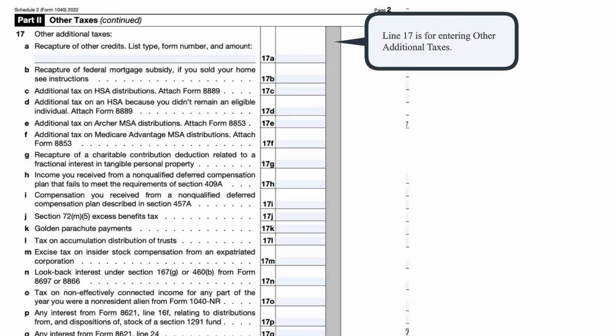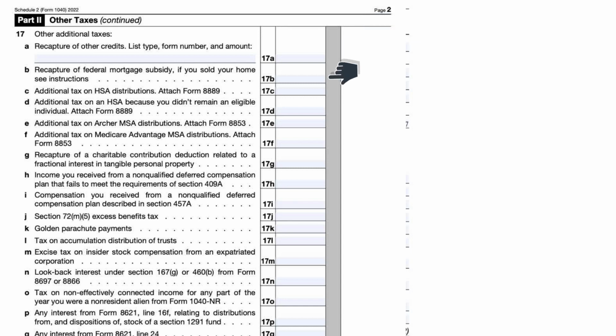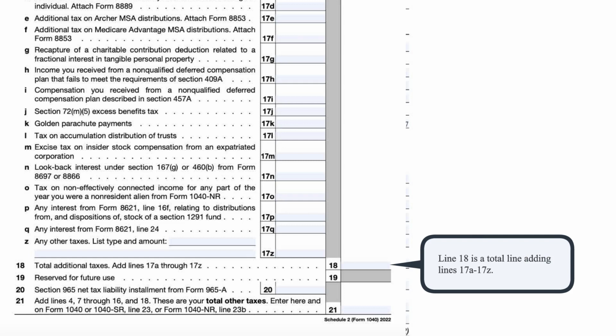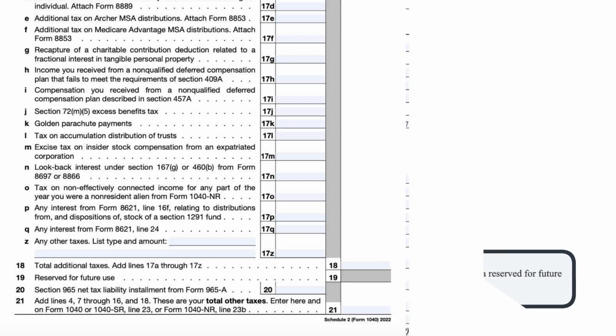Line 17 is for entering other additional taxes. Other additional taxes are listed on this line, and they include recapture of other credits, recapture of federal mortgage subsidy, and other various additional taxes. Line 18 is a total line, totaling 17A through 17Z. Line 19 is a reserved for future use line. This line was used in 2021 to report tax on excess advanced child tax credits that were available in 2021.